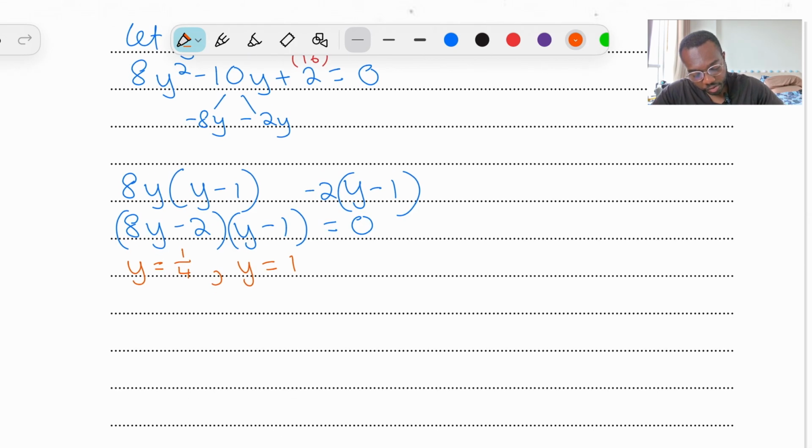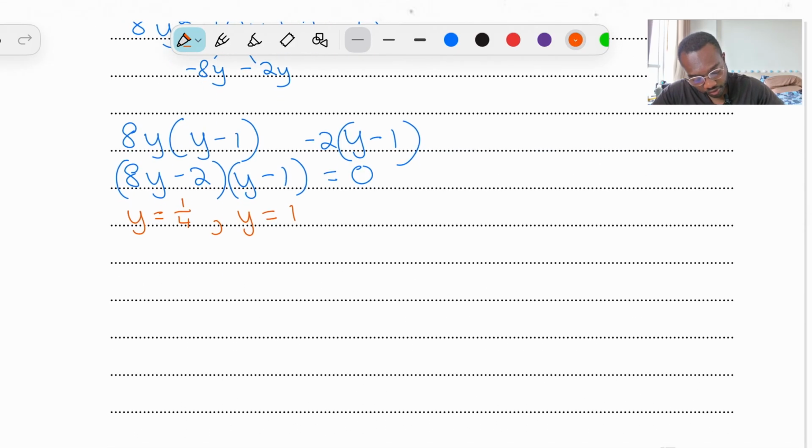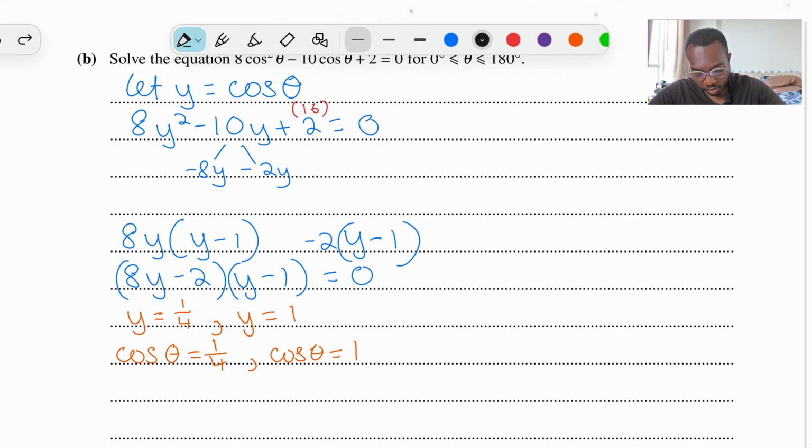And then remember we used substitution. So now we've put back in cosine theta. So we get cosine theta is equal to a quarter, and we get cosine theta is equal to 1. Okay, so now that we've got this, I'm going to draw a CAST diagram over here. So I'm going to start with cosine theta is equal to a quarter. So if I do that here.